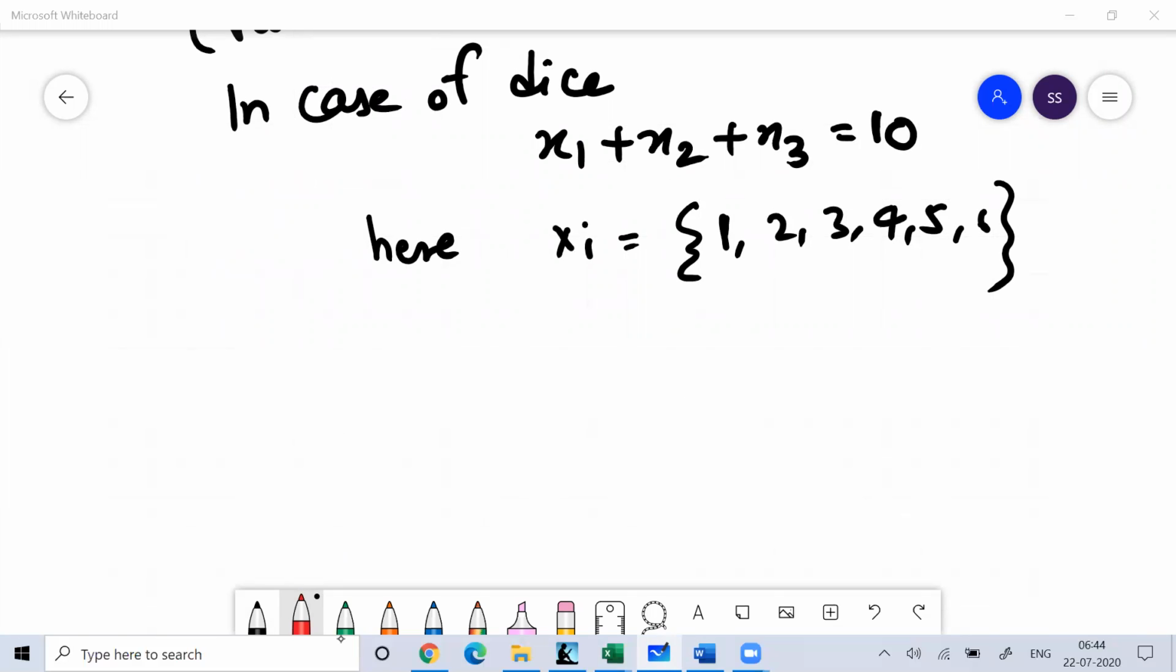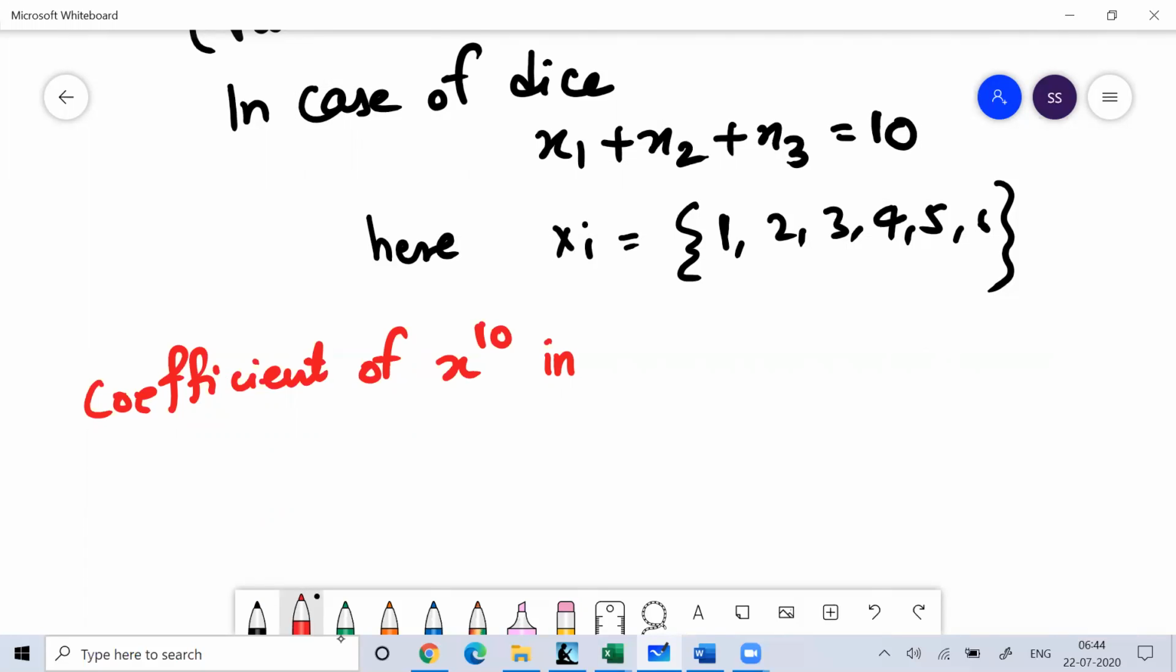So that variable x can take values from 1 to 6. The usual way of writing this is coefficient of x to the power 10, because you want the sum to be 10. So you will determine the coefficient of x to the power 10. In that, the objective would be to find the coefficient of x to the power 10.